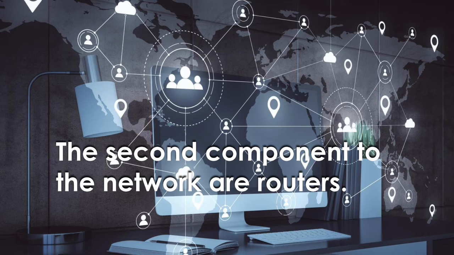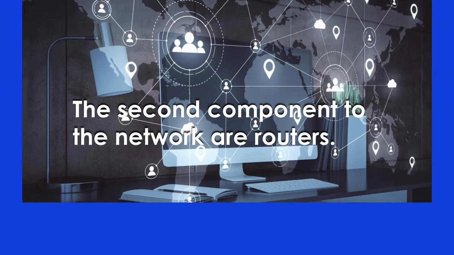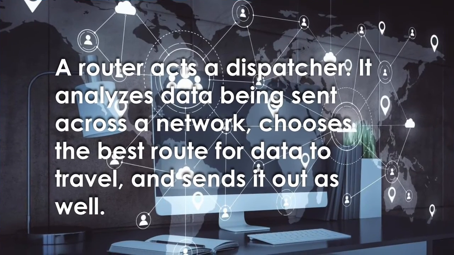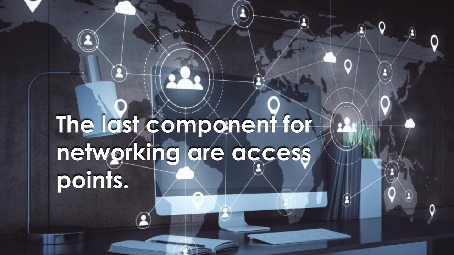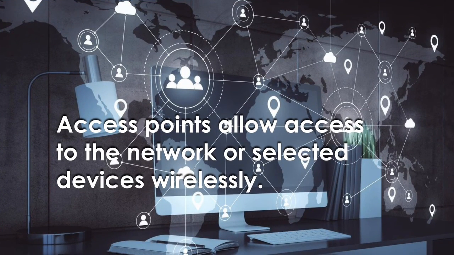So the second component to the network are routers. A router acts as a dispatcher. It analyzes data being sent across a network, chooses the best route for data to travel, and sends it out as well. And the last component for networking are access points. Access points allow access to the network for selected devices wirelessly.